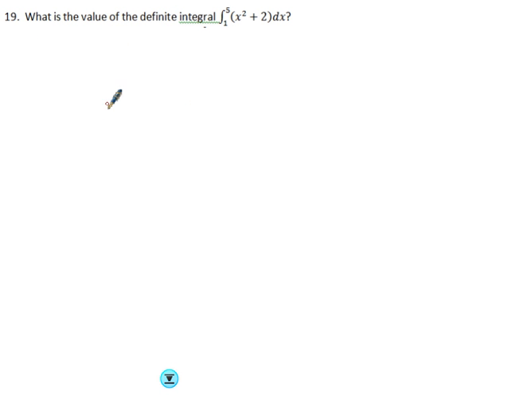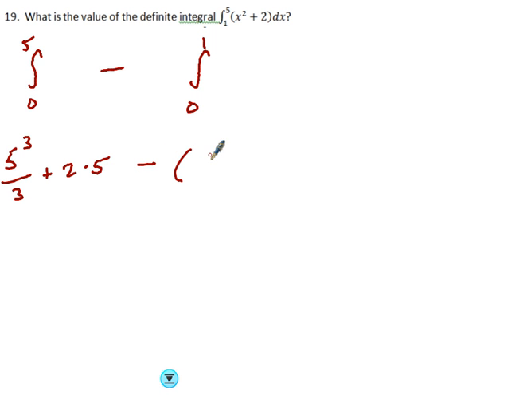Alright, if we look at number 19, what's the value of the definite integral from 1 to 5 of x squared plus 2 with respect to x? So we're going to break this up to be the integral from 0 to 5 minus the integral from 0 to 1. Alright, so if we're going to do that, we have to integrate this twice. And the first time we're going to say this is 5 cubed over 3 plus 2 times 5 minus 1 cubed over 3 plus 2 times 1.